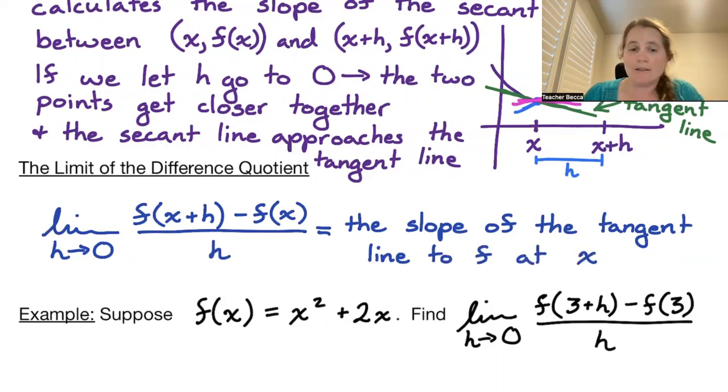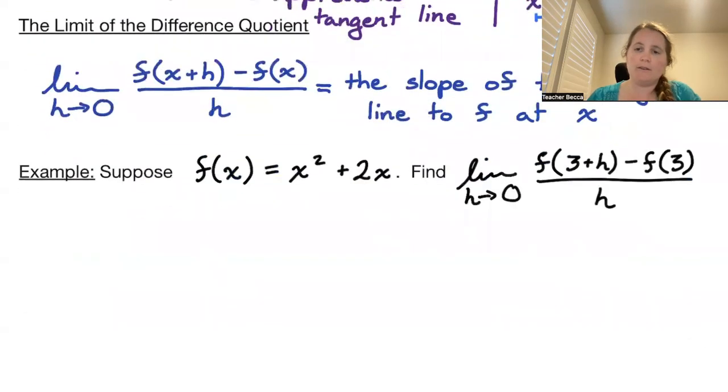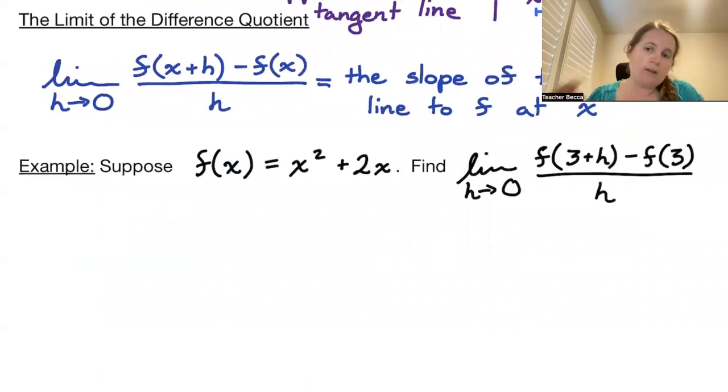So let's go ahead and do an example where we actually calculate the slope of the tangent line using this difference quotient. So let's go ahead and find the limit as h goes to 0 of f of 3 plus h minus f of 3 all over h. So first thing I would do is I would notice that we need to find f of 3 plus h. And we also need to find f of 3. So let's do f of 3 plus h first.